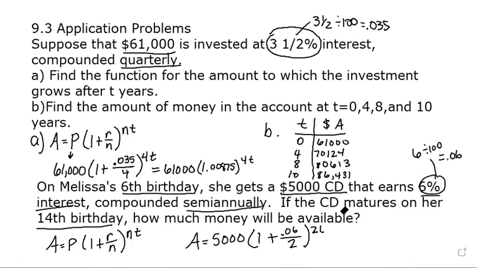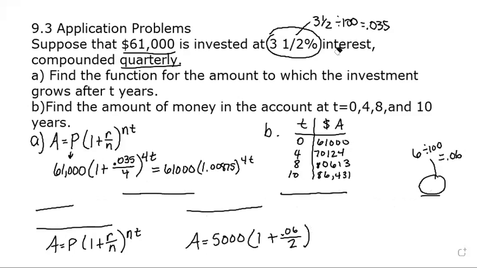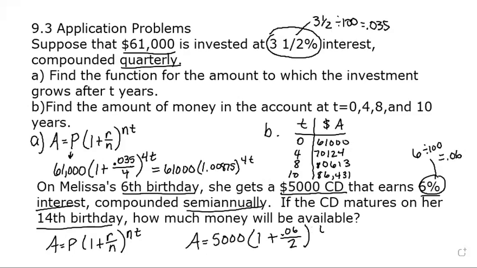We need to figure out, well, how many years went by? From her 6th birthday to her 14th, 14 minus 6, there were 8 years that went by. So we would say 2, because it's compounded semi-annually, times the number of years it happened.